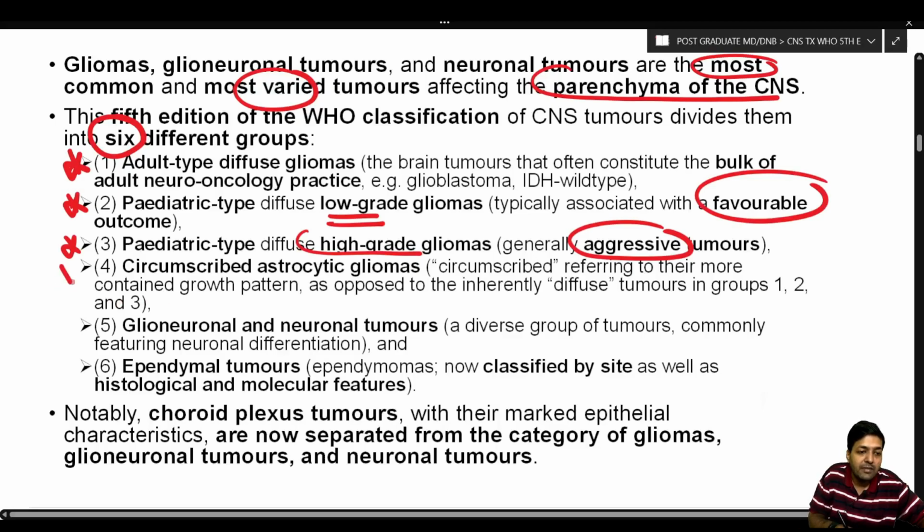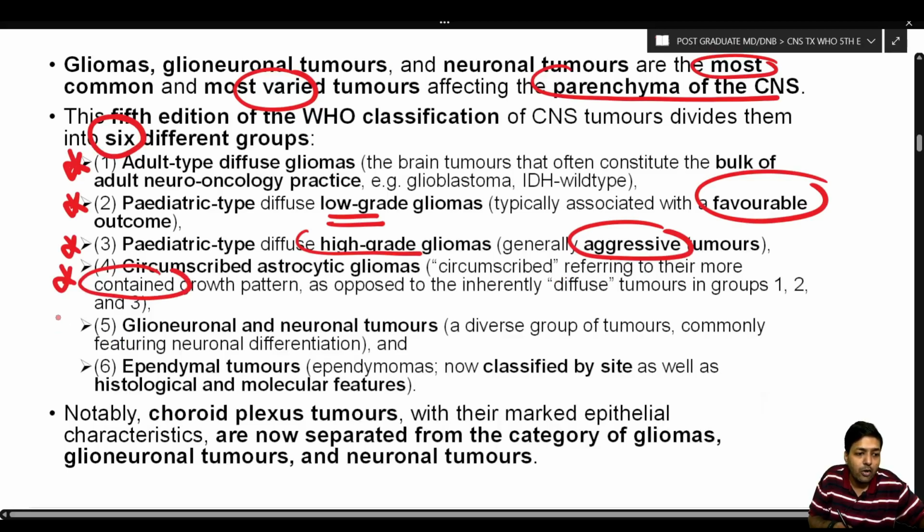Then we are having circumscribed astrocytic gliomas. Now circumscribed basically refers to a more contained pattern of growth as opposed to the diffuse tumors in groups 1, 2 and 3. So they are having a more contained type of growth. They are not diffuse. That is why we club them into circumscribed astrocytic gliomas, like pilocytic astrocytoma.